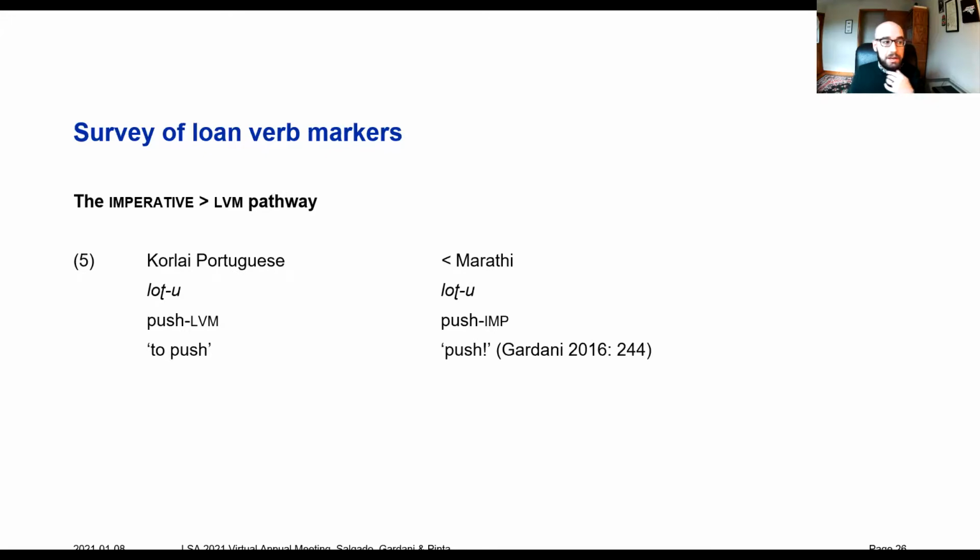We also see an imperative to loan verb marker pathway. So this is the case of Korlai Portuguese, which is a Creole, which was formed around the middle of the 16th century and is now spoken on the west coast of India. It's in contact with this Indo-Aryan language, Marathi, and it's actually taken the imperative morpheme from Marathi and used it as a marker of non-native verbs.